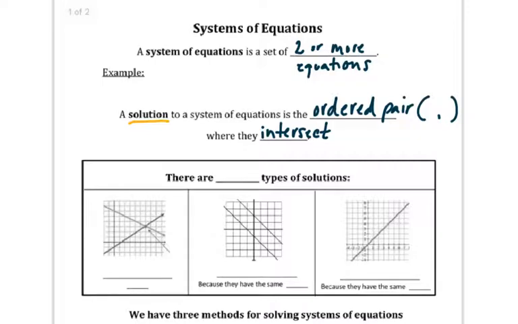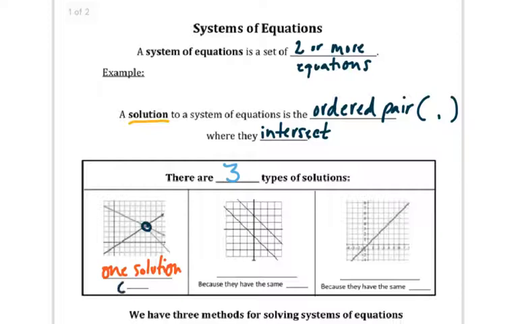So there are three things that can happen when we graph two lines. The first type is the most common. In the first type, I have a line and it crosses another line. So this crosses one time. This line crosses this line one time right there. So this has one solution. That's what's going to happen most often in this chapter. Lines will cross one time, making one solution. So the solution where they cross is right here.